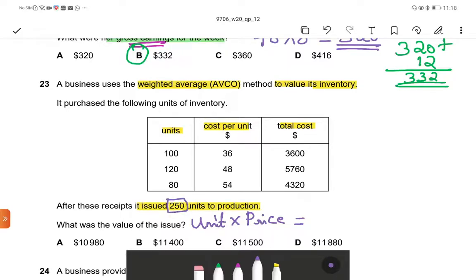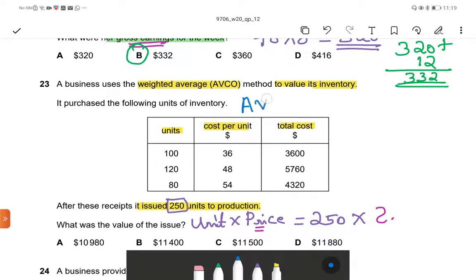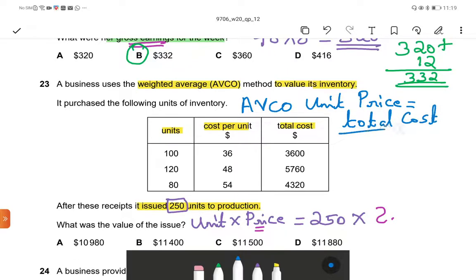Units is 250. Multiply by the price. What is the price? We don't know the price, so we have to calculate it. We have to find the price. How do we calculate the price under AVCO? How to calculate the unit price in the time of AVCO? AVCO unit price is equal to total cost divided by total number of units.